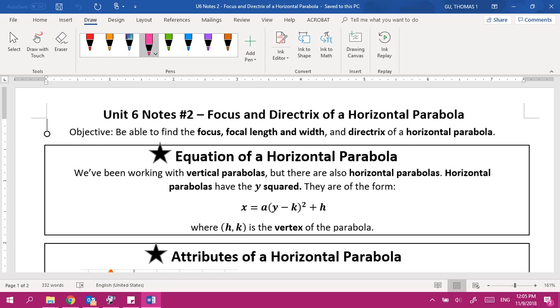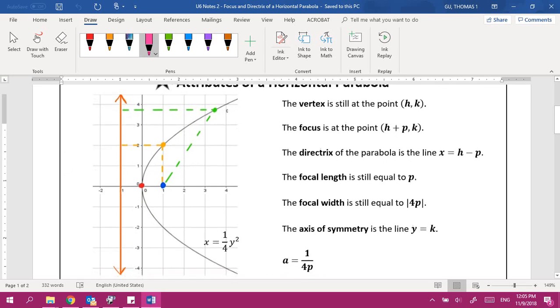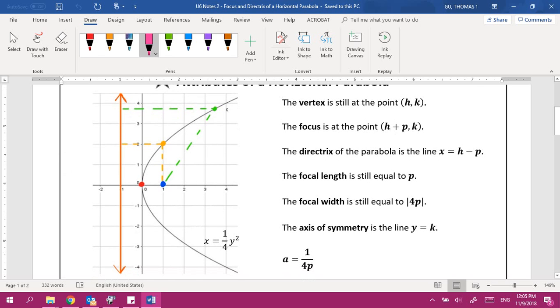Let's take a look at some attributes of the horizontal parabola. Take a look at this graph right here. The vertex is still going to be h comma k. So which one of these points is the vertex? The 0, 0, the red one, that's the vertex. Which one's the focus? Just like yesterday, which one would be the focus? 1, 0. This is the focus, the blue point.